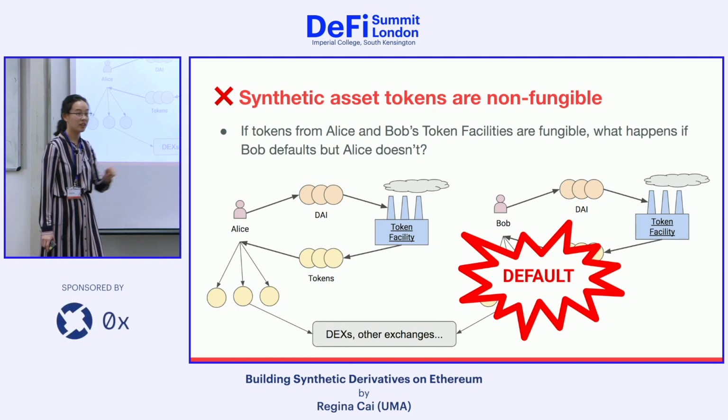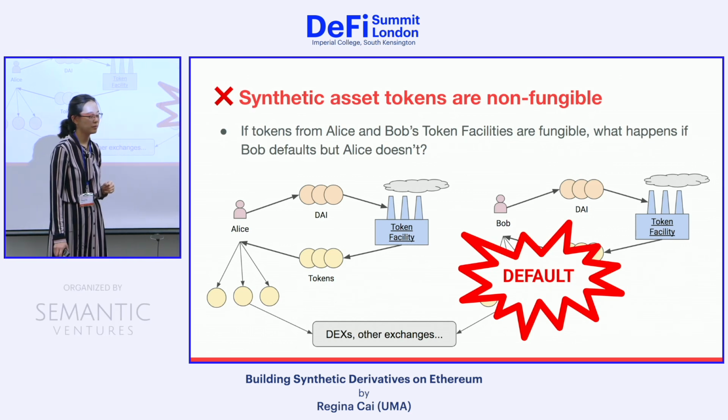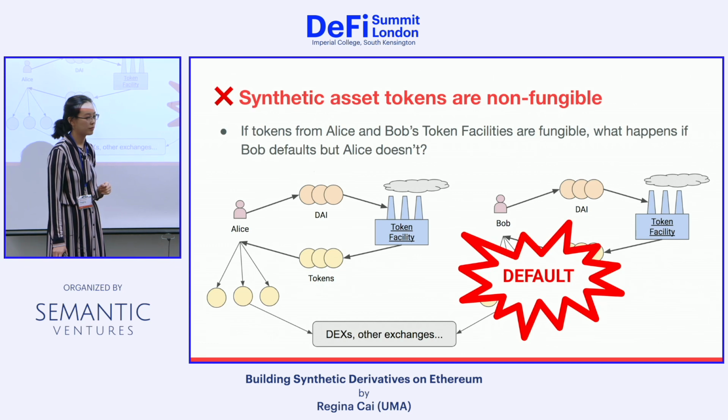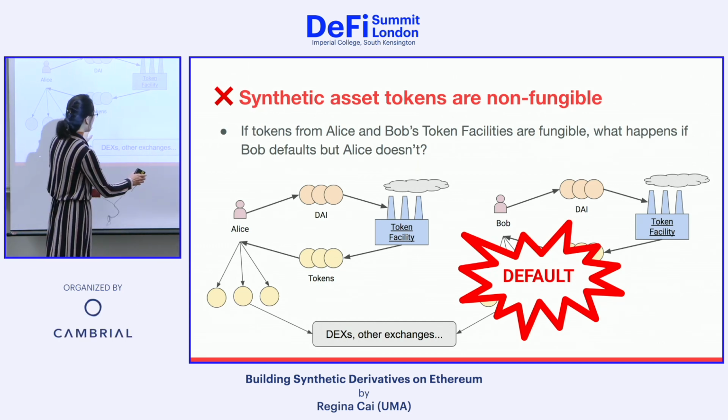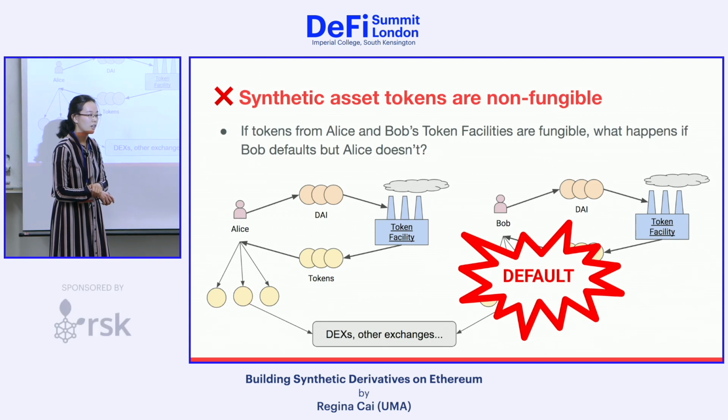Sure. Yeah, I'm just wondering, how is it even possible for Bob to default and Alice not to default? I mean, it's effectively the same instrument on both sides, right? So it's just, depending on the price move, then they'll either both default or neither, no?